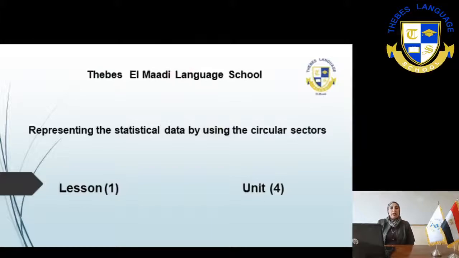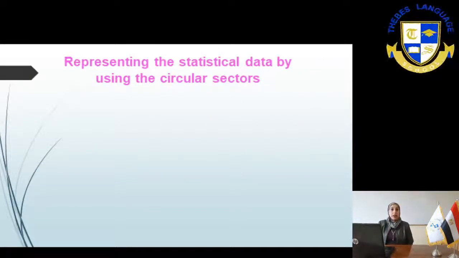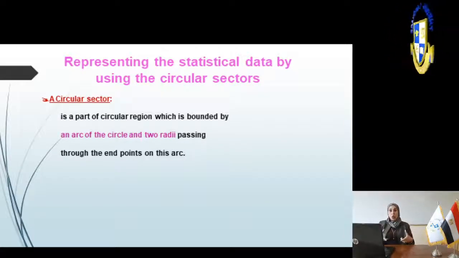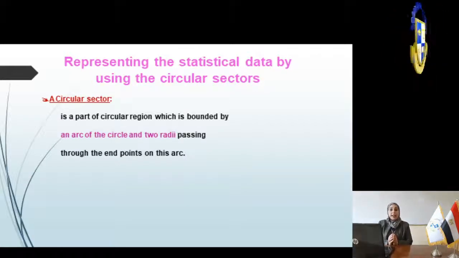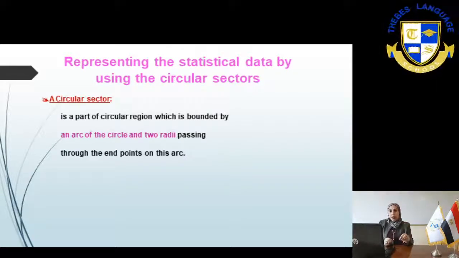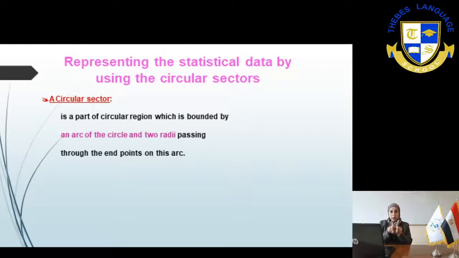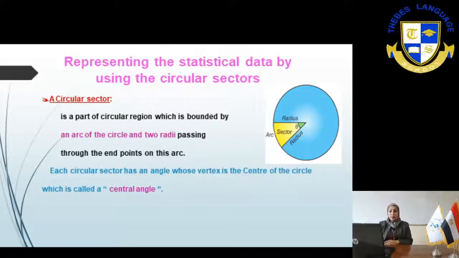Okay, at the beginning, what is the meaning of circular sector? Circular sector means a part of the circle, not the whole circle. So, how could I represent this part? It's included between two radii and bounded by an arc. So it's represented by this yellow part.